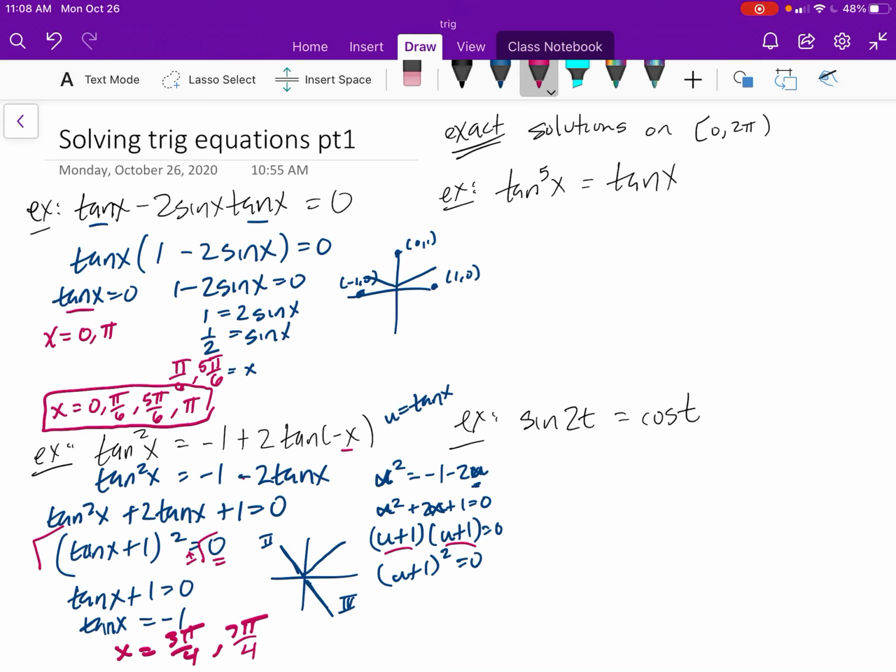Again, if you substituted that into the original equation, you should in fact see that tan squared x will equal -1 plus 2 tan of negative x with both of those values. I'm not going to do the check in this video. I'll just say yes, it did work.